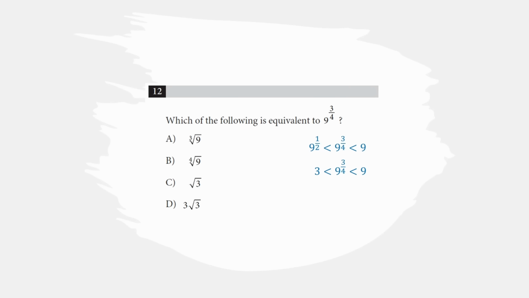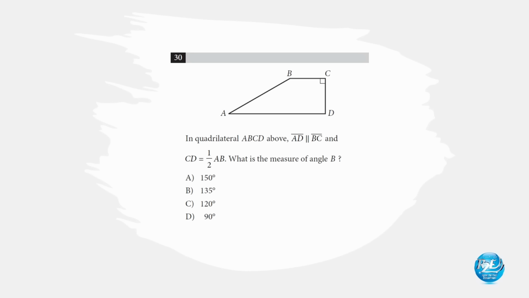Start with A. The cube root of 9 is obviously smaller than the square root of 9, so we can cross that out. For choice B, the 4th root of 9 would be even less, so cross that out as well. For C, we have the square root of 3. That's less than 3, so that's out as well, which means it leaves us with D by default, so circle it and move on. We can also estimate with geometric figures.